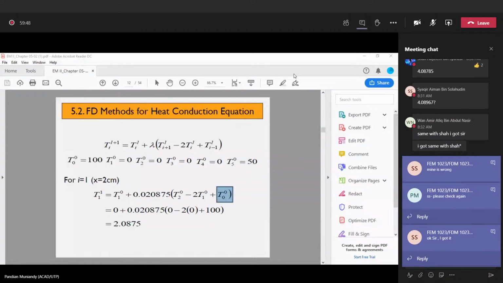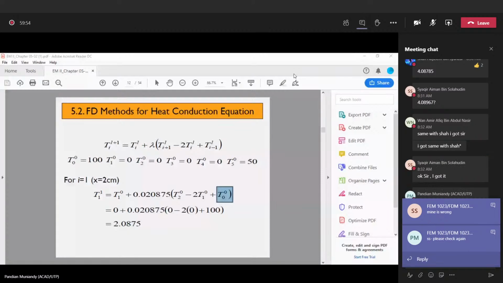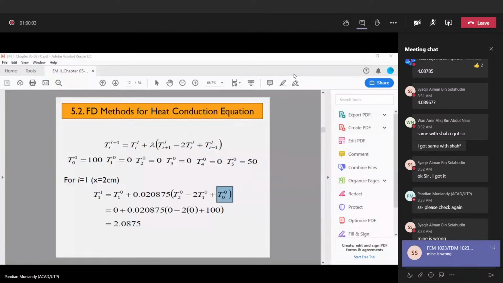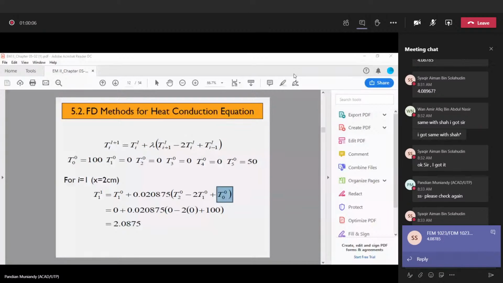So what is the answer, Shakir? Mine is wrong. So the answer Shah gave is 4.08785. So this one, class, is T superscript 2, subscript 1. Thanks, Shakir, thank you very much. It is 4.08785.